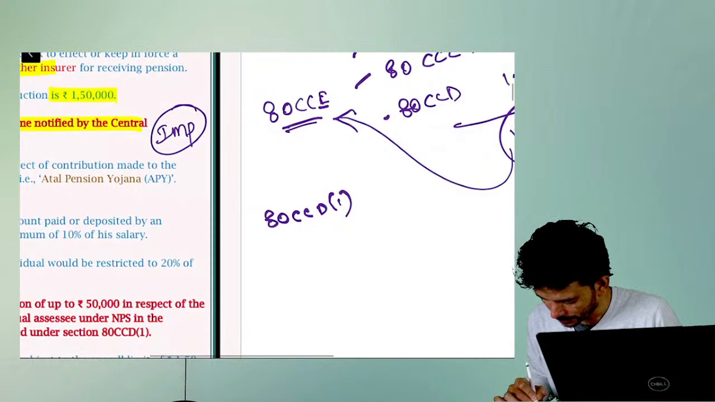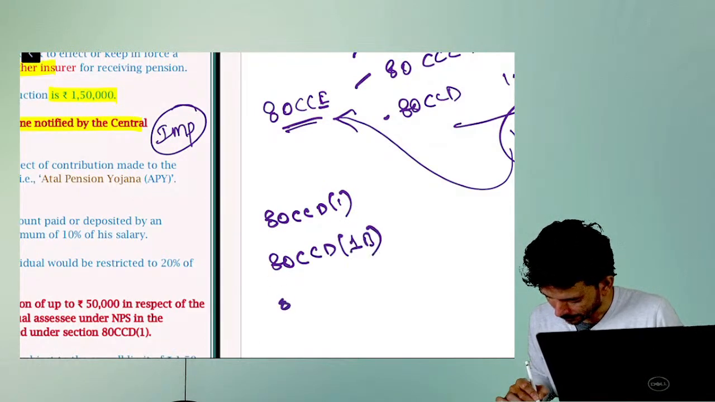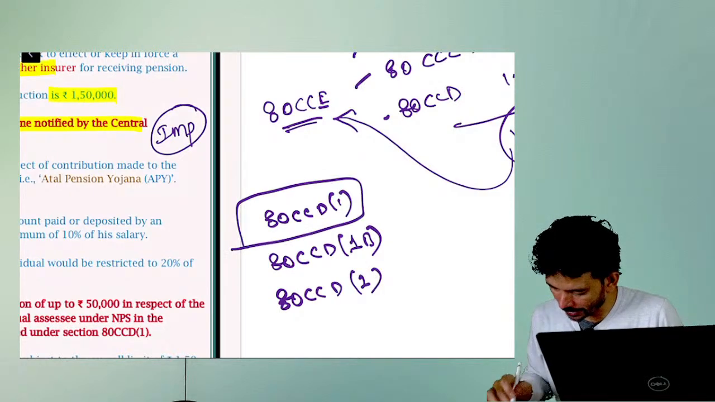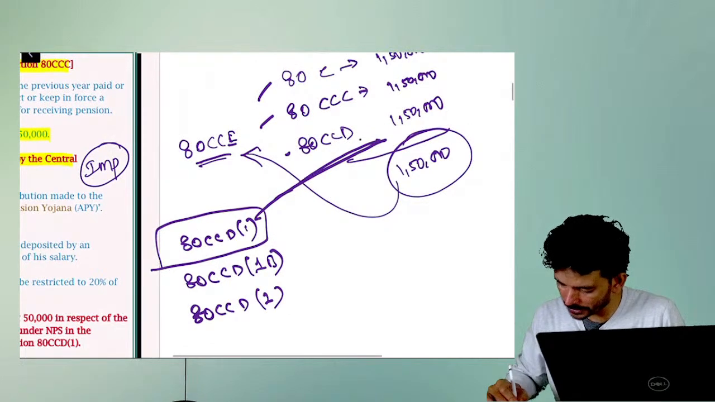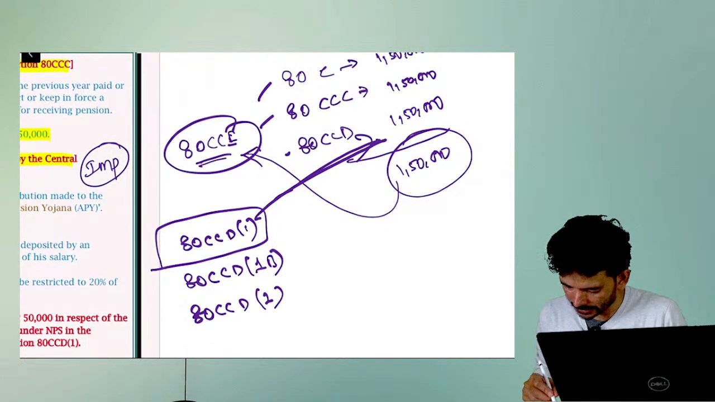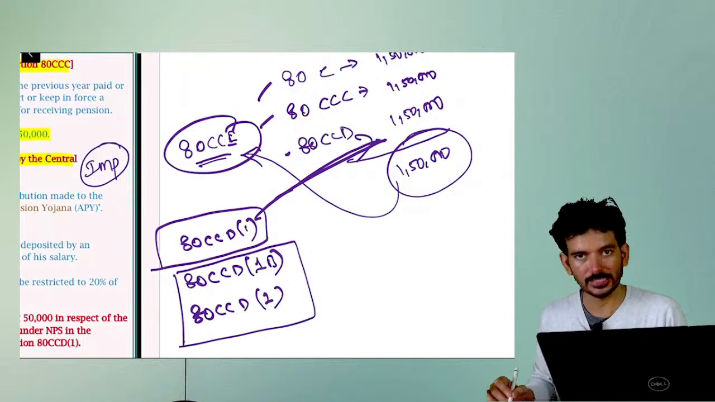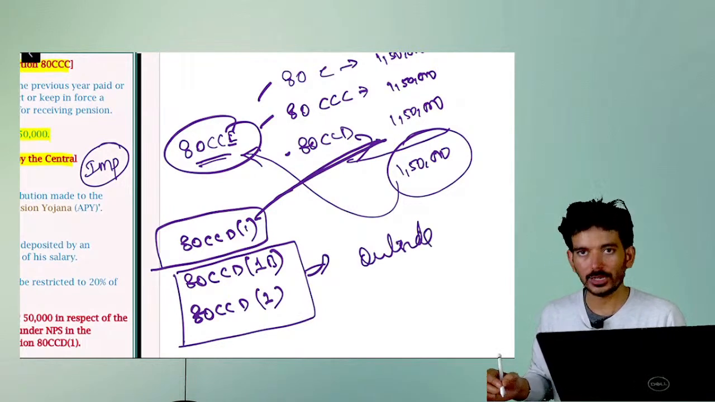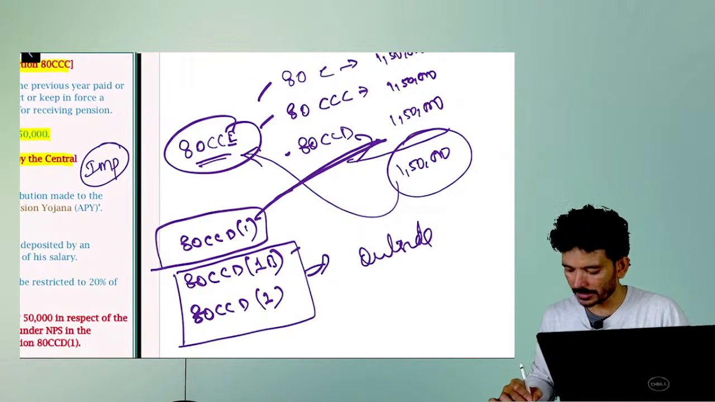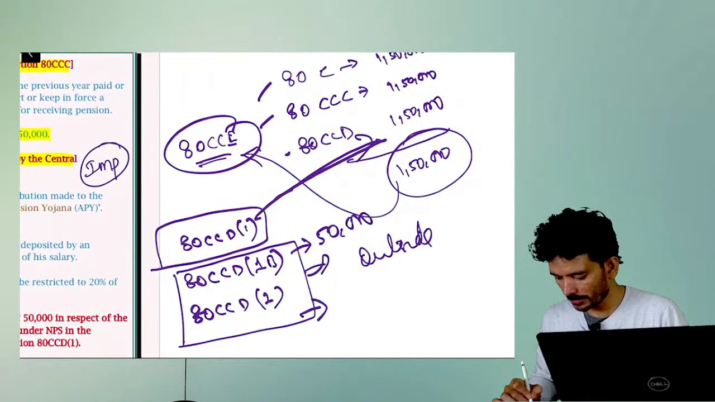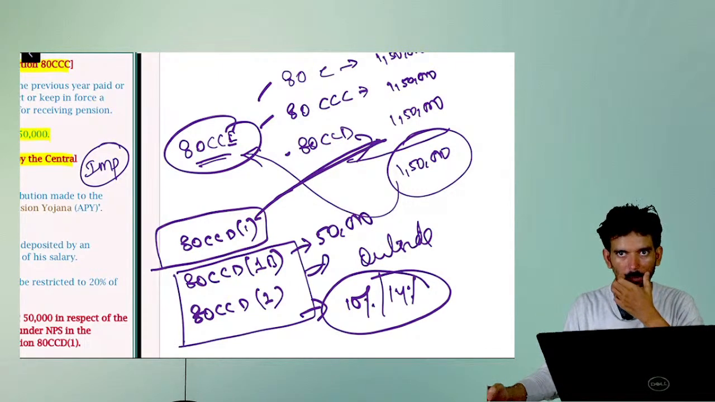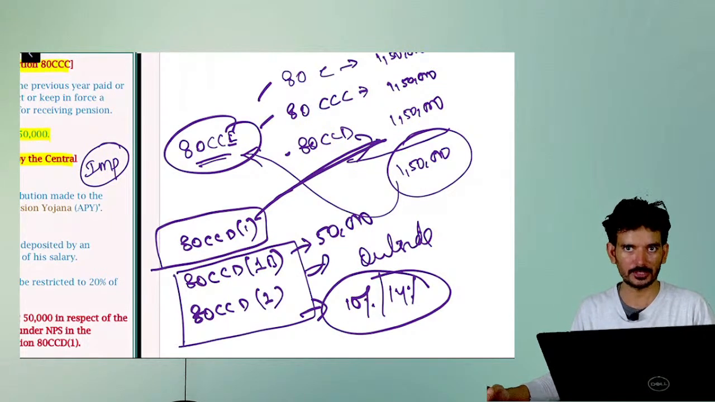Now the question is, you have 80CCD(1), 80CCD(1B), 80CCD(2). So 80CCD(1) is within the purview of 80CCE, and 80CCD(1B) and 80CCD(2), these two are outside. Outside means you will claim 1.5 lakh, plus here there is 50,000, and here also there is a limit of 10% or 14% depending upon some conditions, like if you are a government employee 14% of salary, if you are a normal employee 10% of salary.